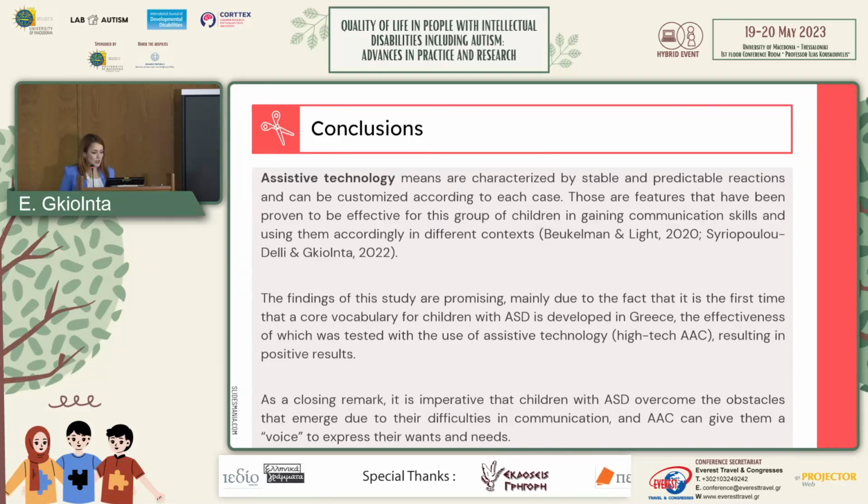And as a closing remark, it's imperative that children with ASD overcome the obstacles that emerge due to their difficulties in communication, and AAC can give them a voice to express their wants and needs.